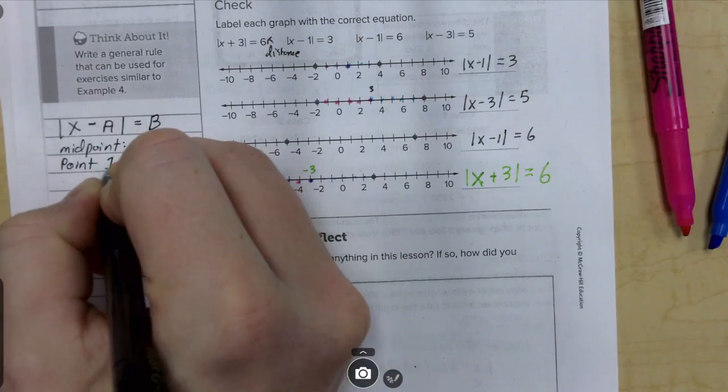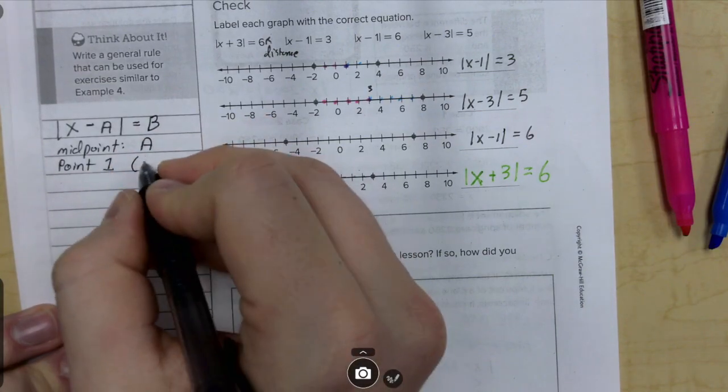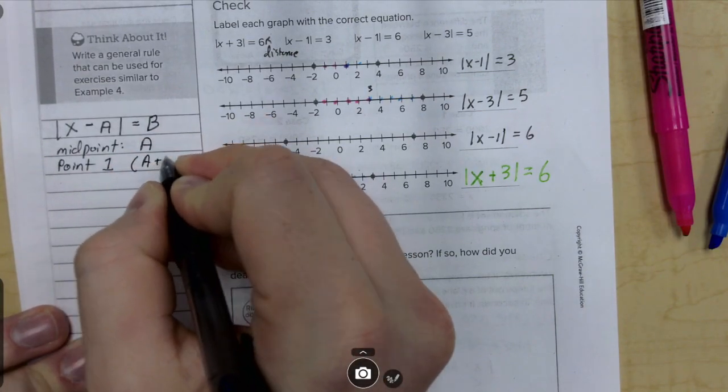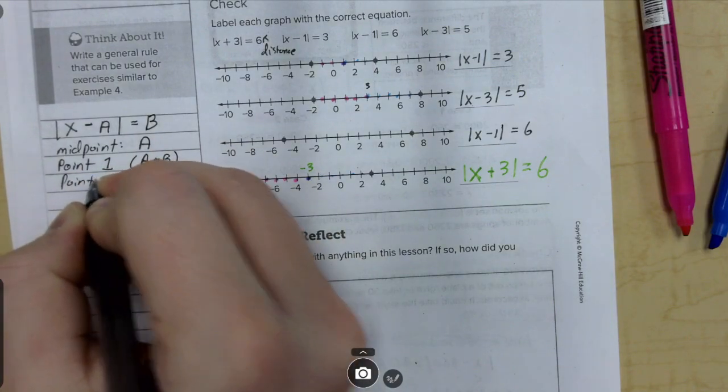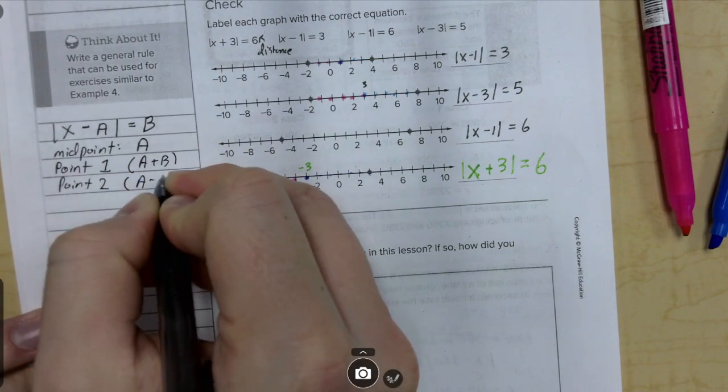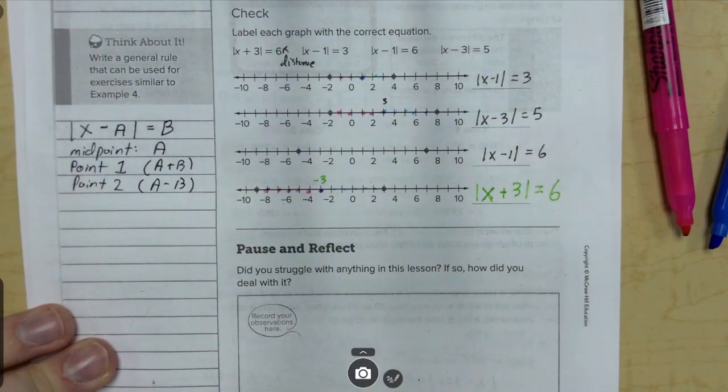Point 1 will always be A plus B. And point 2, A minus B. And that's it.